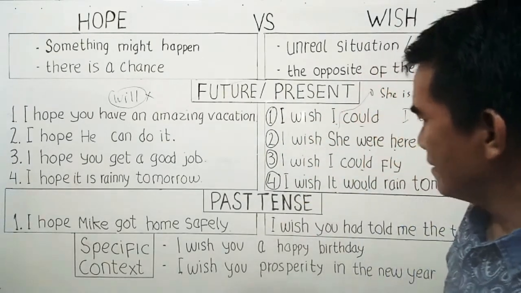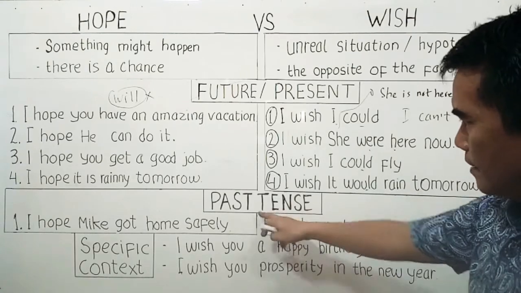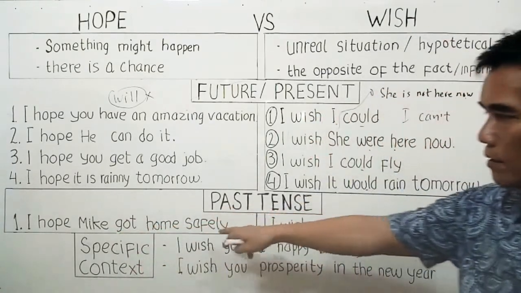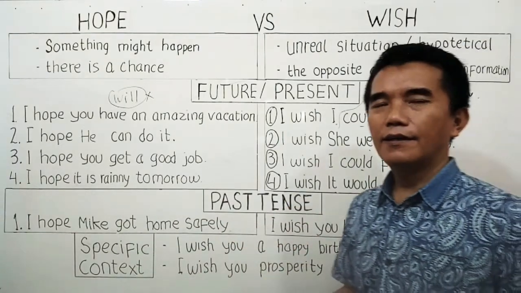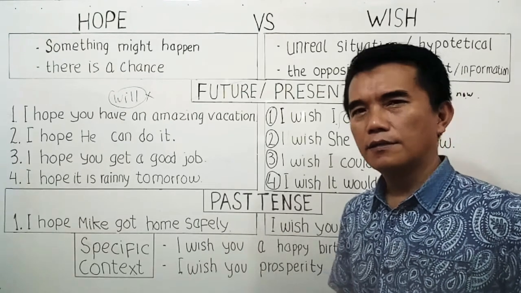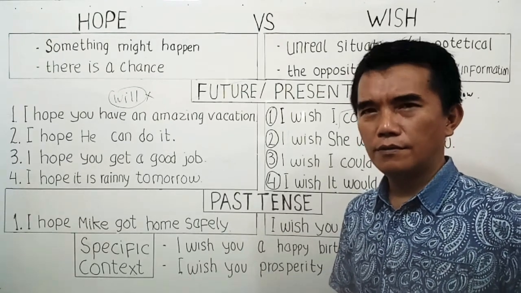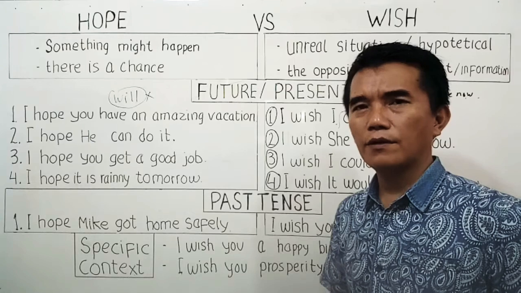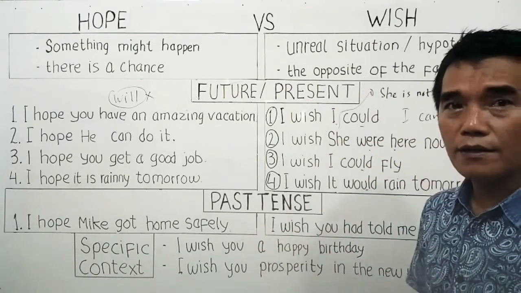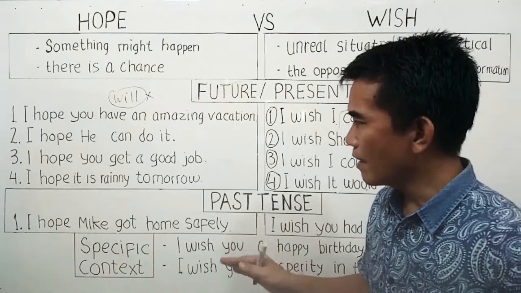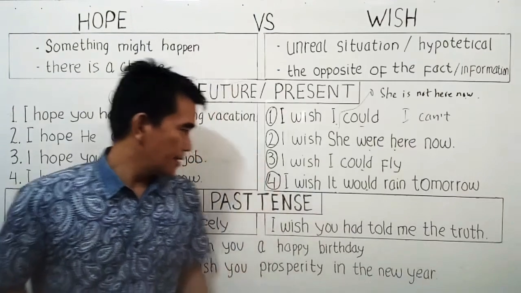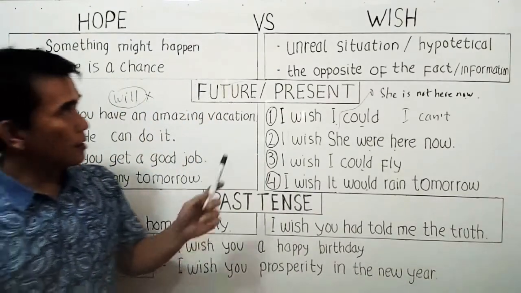Now let's see past tense. Number 1: I hope Mike got home safely. Maybe yesterday our friend went home and we haven't known whether she got home safely or not. Also, we can say I hope Mike got home safely. Let's see when we use wish in a past situation.